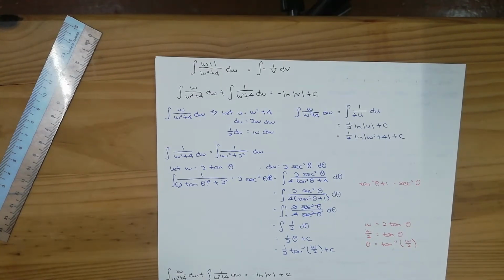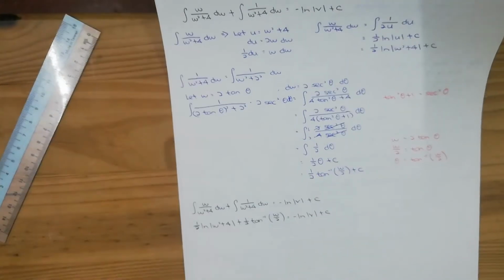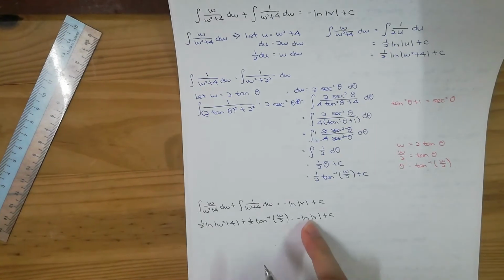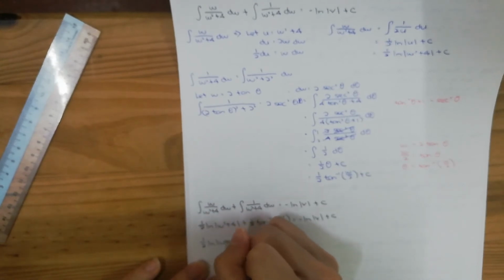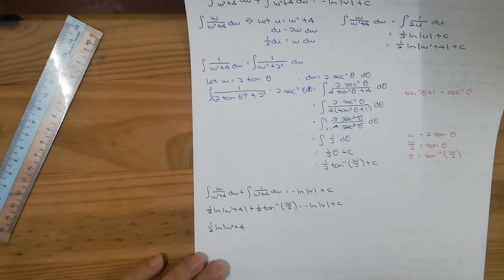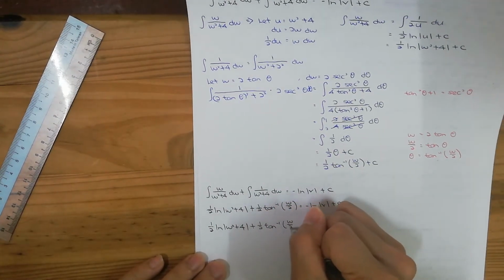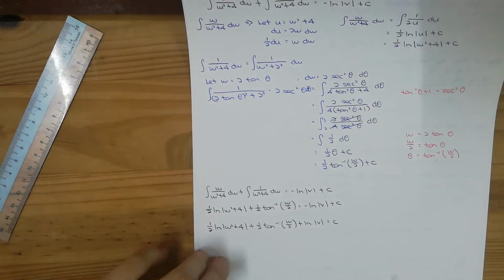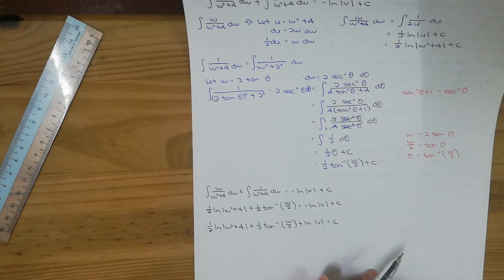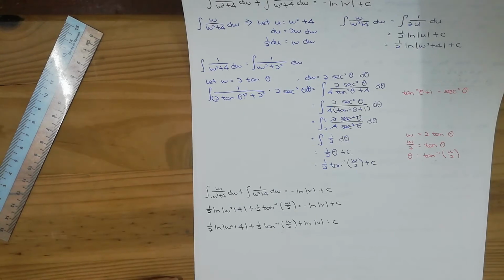So now we shift the negative ln V to this side. So 1 over 2 ln W square plus 4 plus 1 over 2 inverse tangent W over 2 plus ln V is equals to C. So now we already integrate both sides. Now we just have to substitute back our W and V into the X and Y term.